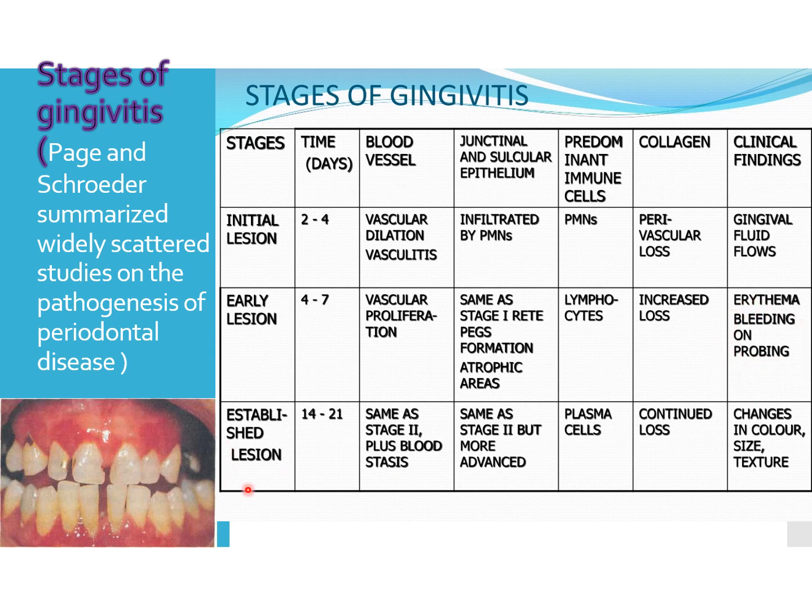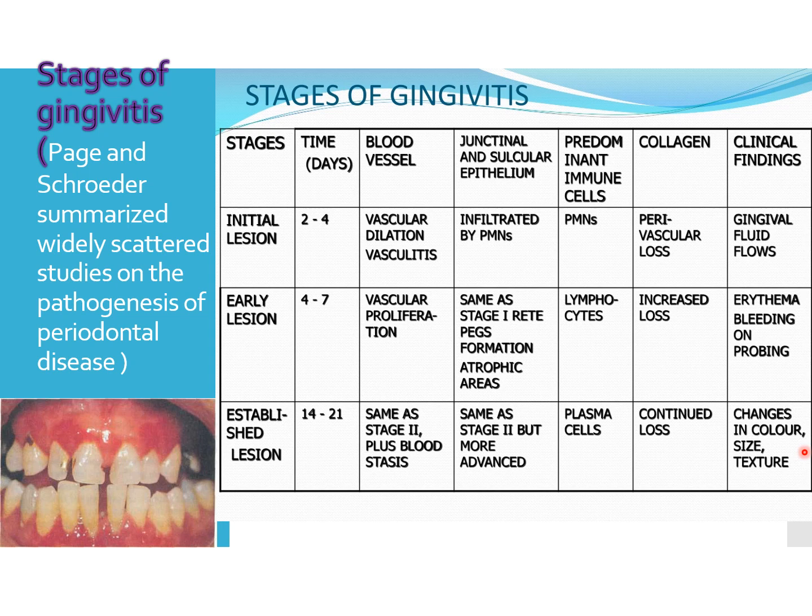Coming to the established lesion, that is chronic gingivitis, the third stage, which occurs in 14 to 21 days. Same as stage 2, there will be vascular proliferation, which leads to venous stasis, that is blood stasis. The junctional and sulcular epithelium will show the same rete peg formation and atrophy, at a more advanced stage, and the predominant cells will be plasma cells, with continued loss of collagen. The clinical findings will be changes in everything: size, color, texture, consistency.